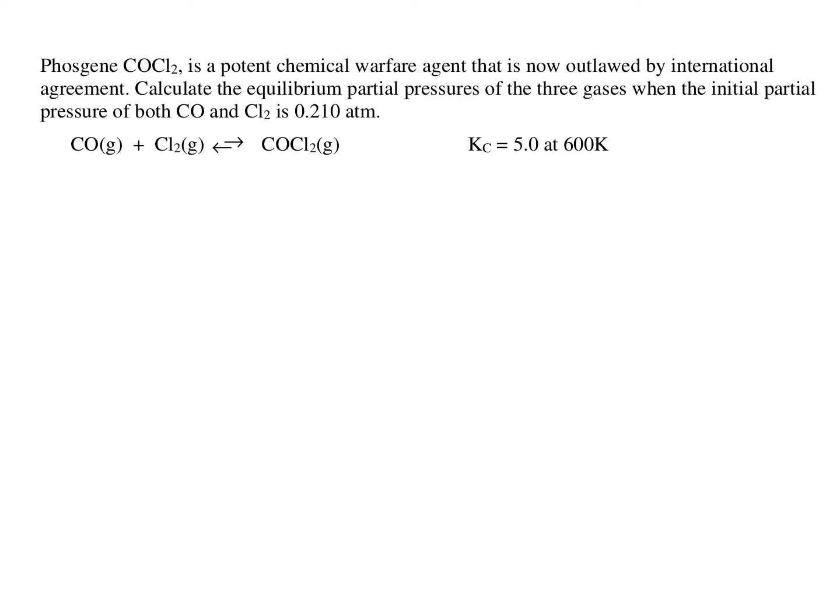Alright, this is a standard equilibrium problem, except there's a nasty and subtle trick to it. You're given amounts of two reactants, initial amounts, in atmospheres, and yet here's Kc. So the very first thing that needs to be done is to convert Kc to Kp. And this is how we're going to do that.